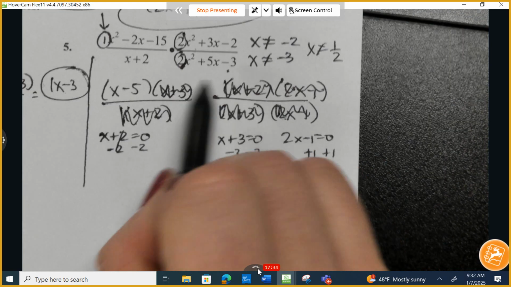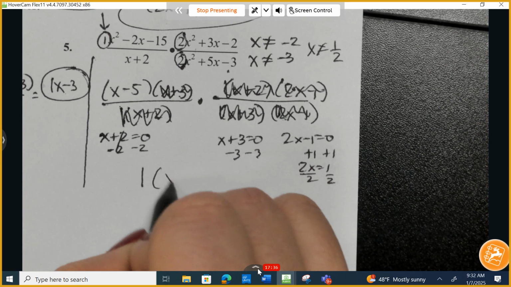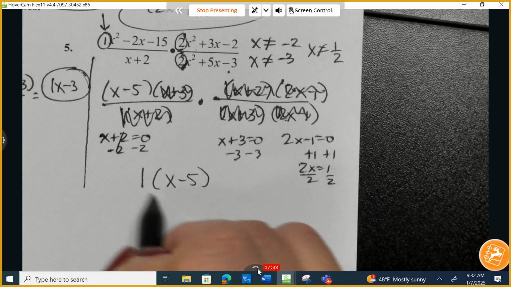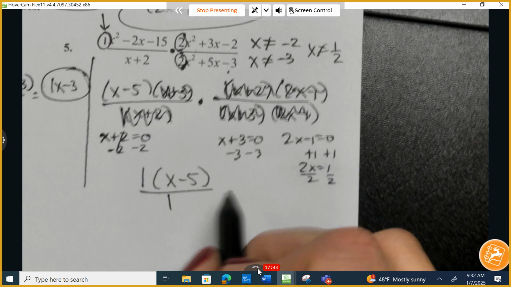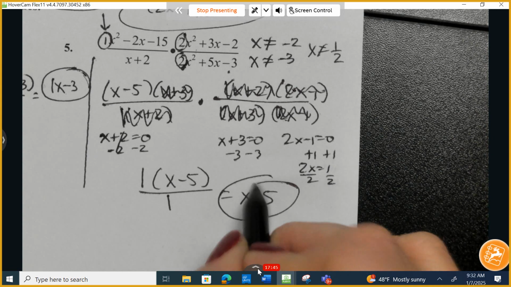So this is 1 times 1 times 1. So I have 1 times x minus 5. And on the bottom, I have 1 times 1 times 1, which is 1. Now, is that wrong? Mathematically, it's not wrong. But an even better way to write it would just be x minus 5.